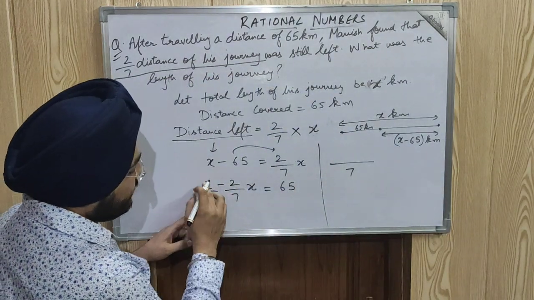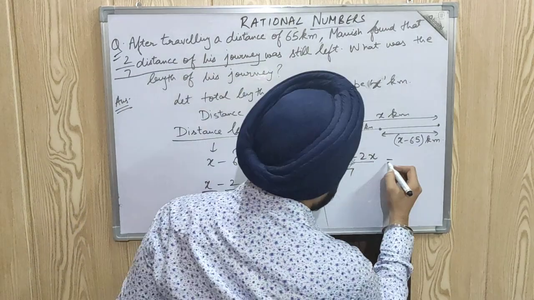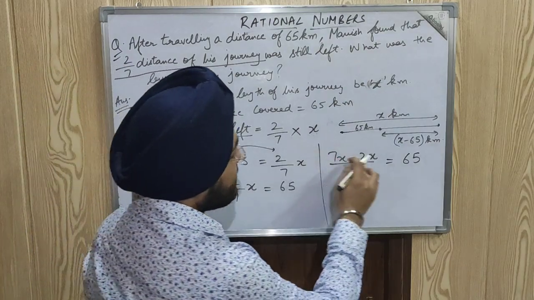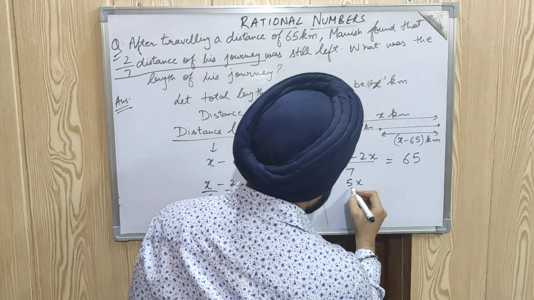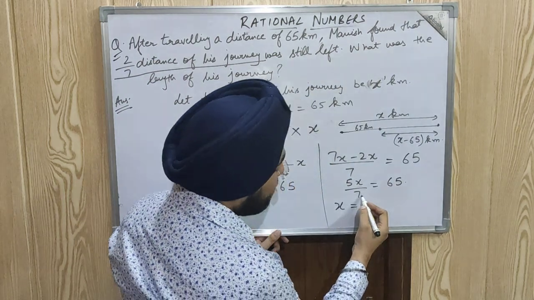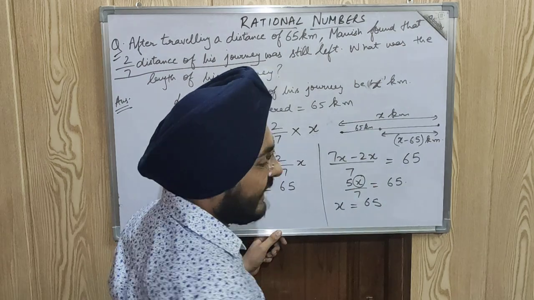So now it's 7x minus 2x. This will be equal to what? 65. So now 7x minus 2x will be what? 5x. So the value of x will be what? Now, what do we have to find? We have to find x.